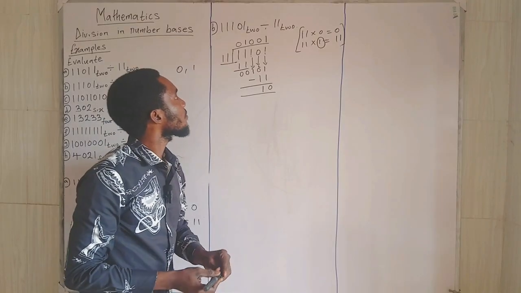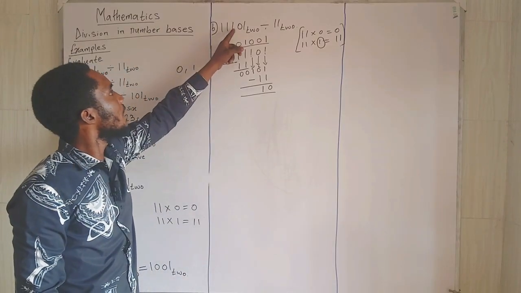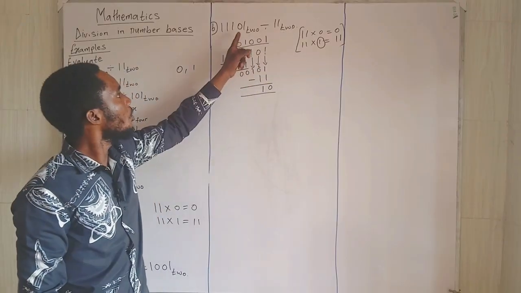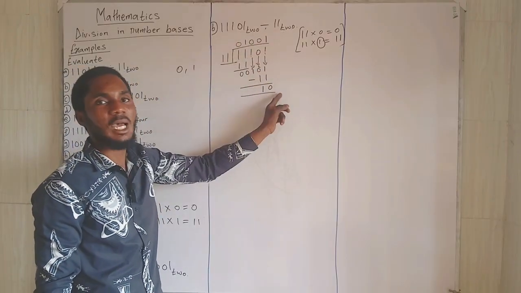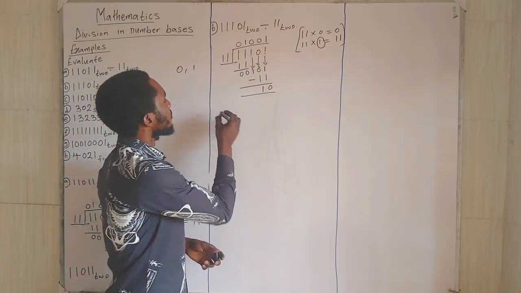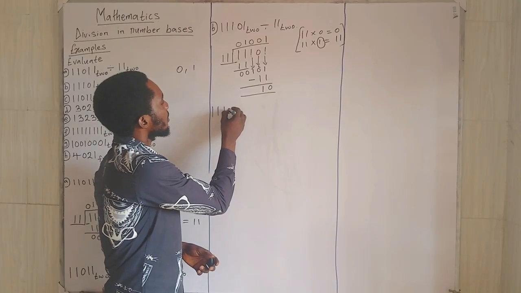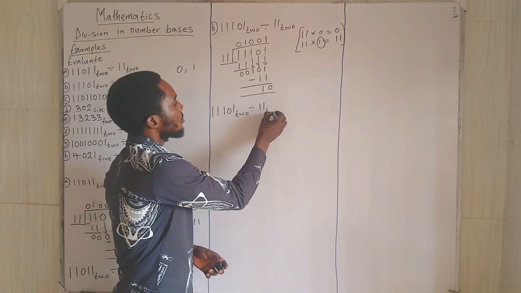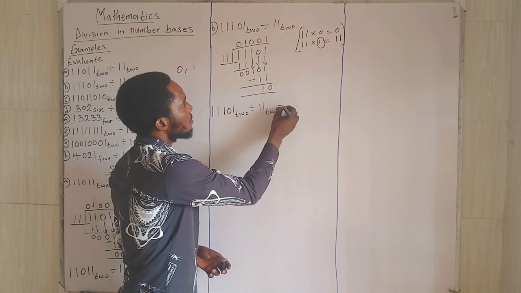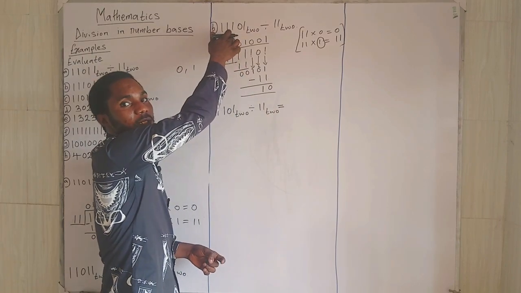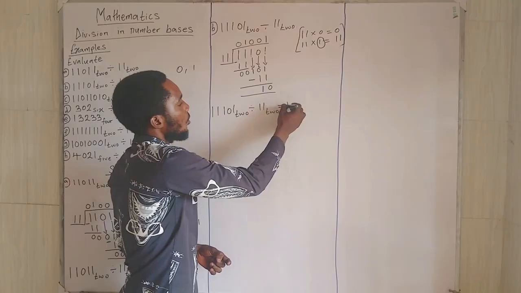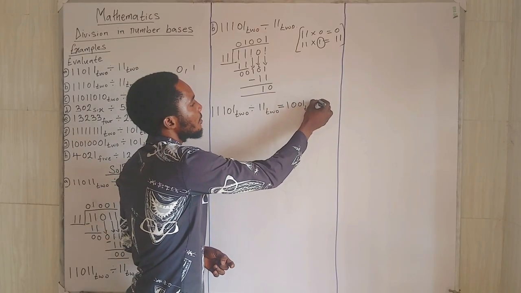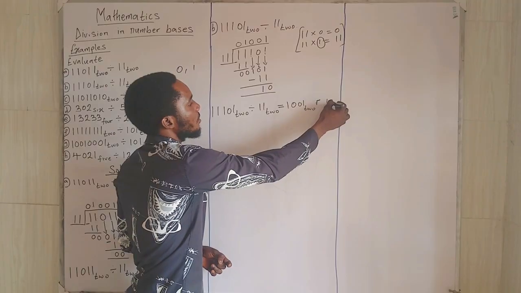This means that 11101 base 2 divided by 11 base 2 will give us 1001, remainder 10. We have this to be 11101 base 2 divided by 11 base 2. This is equal to, since the first digit is 0, we are not going to write it, 1001 base 2, remainder 10 base 2.